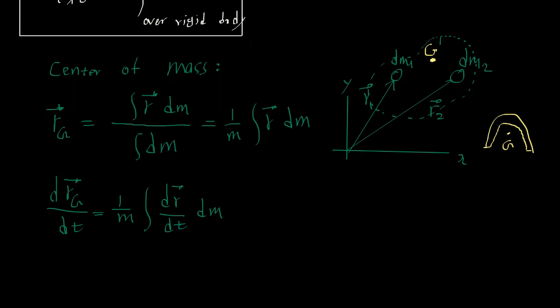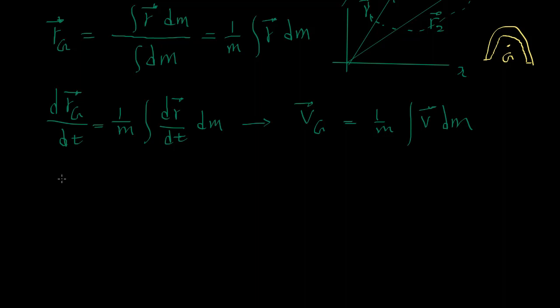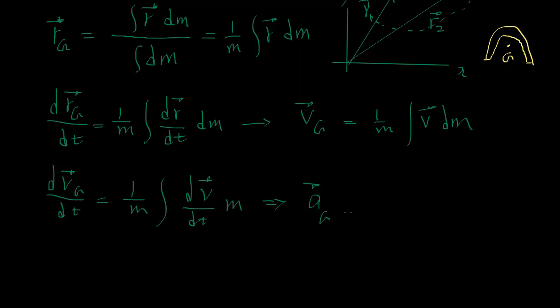So I can write down here that this is equal to vg, which is equal to 1 over m integral of velocity dm. Let's take another derivative from this equation. So we get dvg over dt is equal to 1 over m integral dv over dt dm. Again, what is this term? This is the acceleration of center of mass. So this would be a g, and this integral of dv over dt, that's the definition of acceleration. So 1 over m integral of acceleration dm.